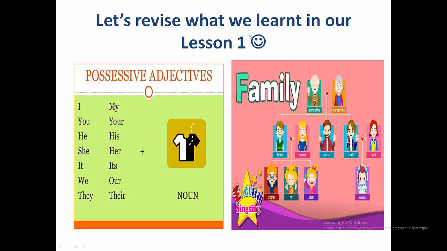If you remember, we talked about possessive adjectives: my, your, his, her, its, our, and their. With them, we always use a noun. For example, my father, your mother, his uncle, her grandmother, our brother and their cousin.